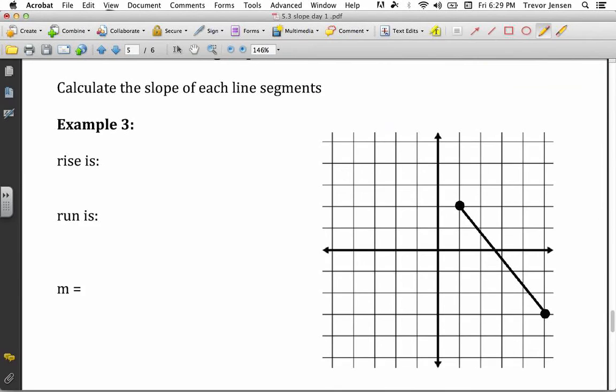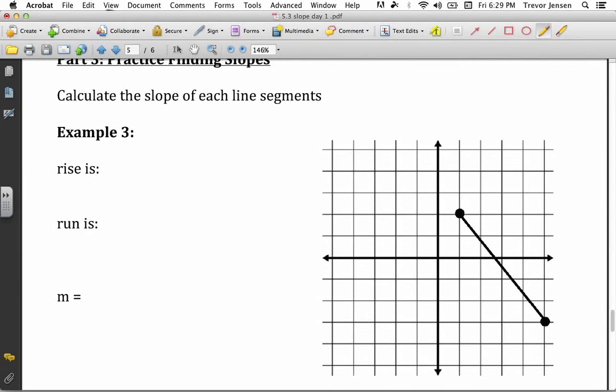Okay, let's practice finding slopes now. So if I want to find the slope of this line connecting these 2 points here, I need to figure out what the rise is and what the run is. Now I can start at either of these points. I'm going to call these points A and B. I can start from A and go to B, or vice versa, go from B to A, and I will get the exact same answer for slope. I'll probably do both for this example.